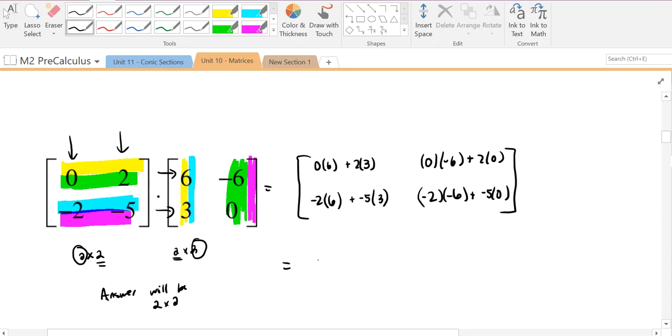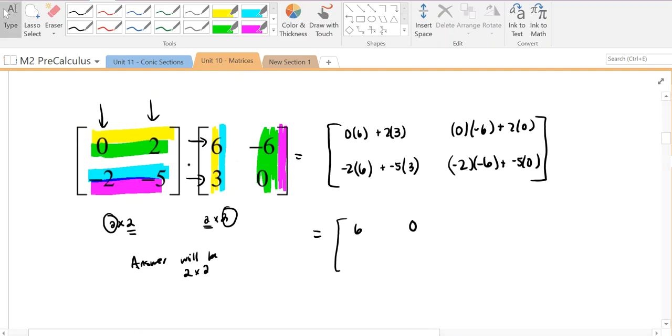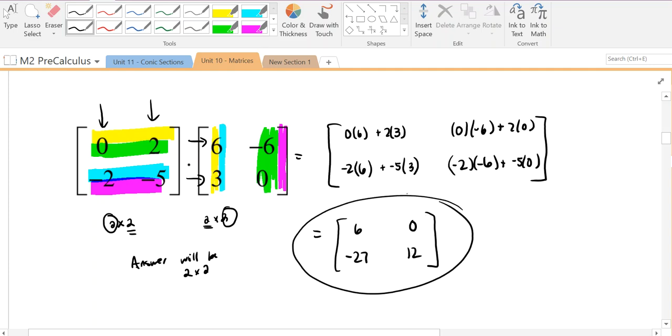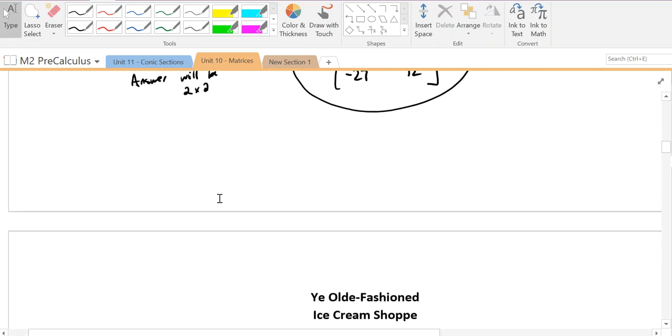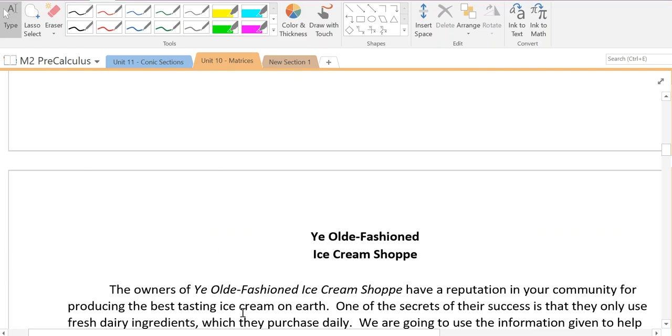So I end up with 0 plus 6, which will be 6. 0 plus 0, 0. Negative 12 plus negative 15, negative 27. And positive 12 plus 0, which is positive 12. But again, as you get to more complicated things, this becomes really tedious, and then using a calculator is very, very helpful. Okay.